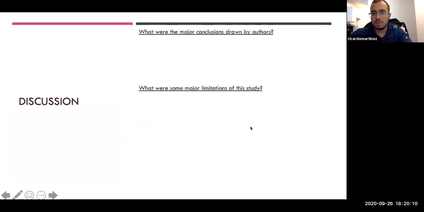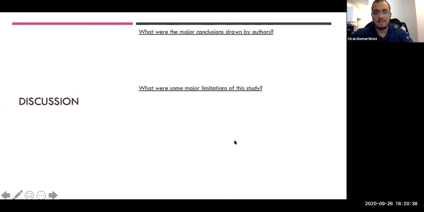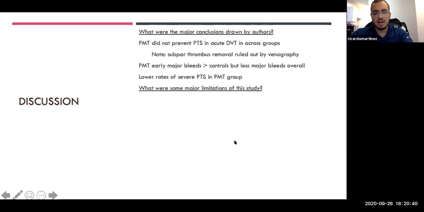All right, and so what were some of the major conclusions drawn by the authors, thinking back to what we've been discussing? It's not really clear if pharmacomechanical interventions make any real difference in the outcomes, especially with post-thrombotic syndrome, versus anticoagulation alone. Great. So PMT, or the pharmacomechanical thrombolysis, did not prevent PTS in acute DVT across groups.